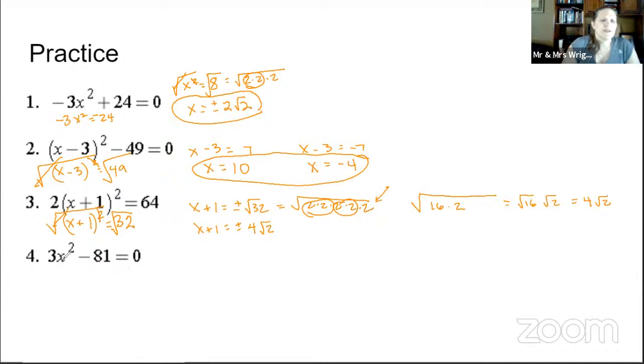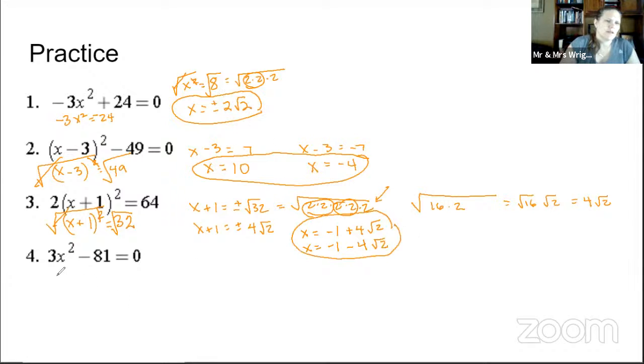All right, so here we have 3x. Oh, this is not my final answer, because it says x plus 1, right? So I still have to subtract 1 from both sides. So my final answers are going to be x equals negative 1 plus 4 square root of 2, and then my other answer is negative 1 minus 4 square root of 2. These are my 2 exact answers, and that's the proper way to write it instead of with this plus or minus.